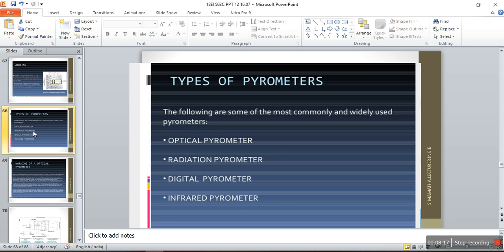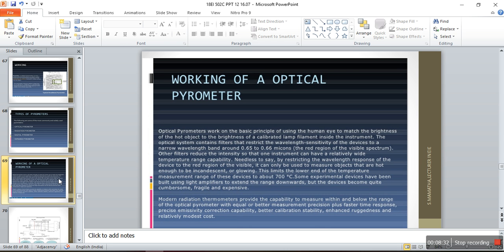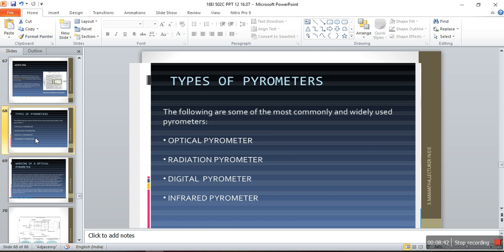The following are some of the most commonly and widely used pyrometers. Those are optical pyrometers, radiation pyrometers, digital pyrometers, and infrared pyrometers. Mostly we will go for optical pyrometers and IR pyrometers, or radiation pyrometers, and converting them into digital pyrometers.